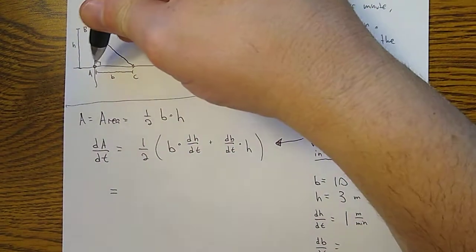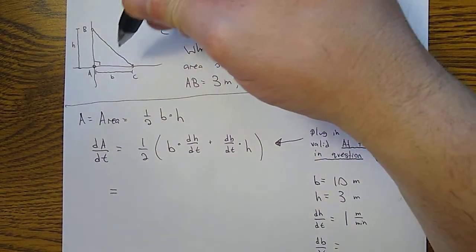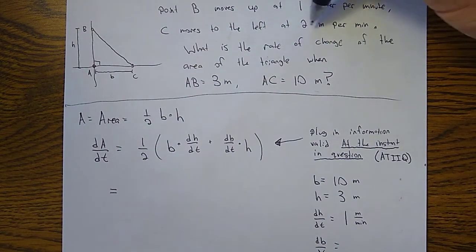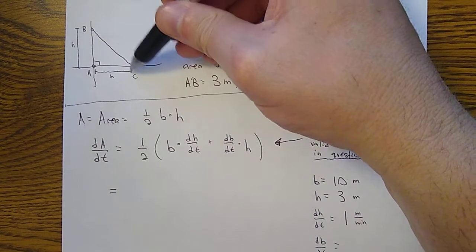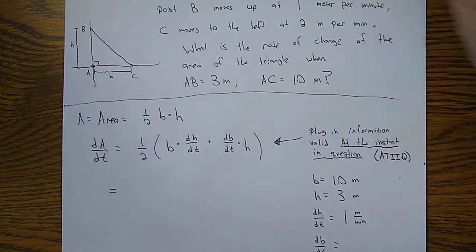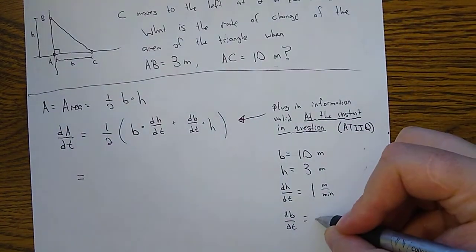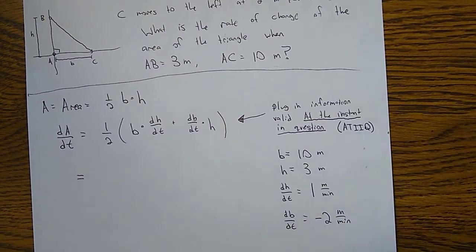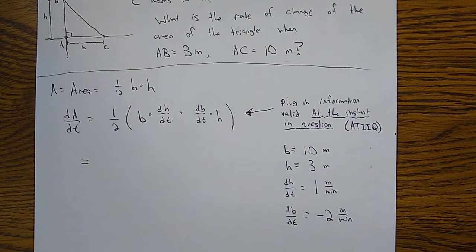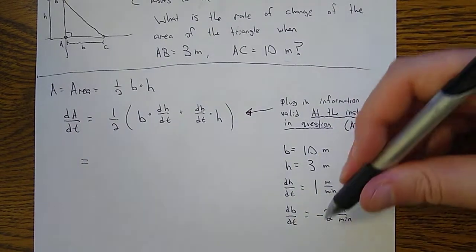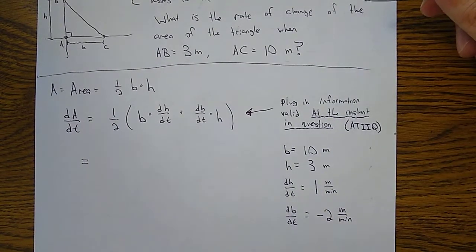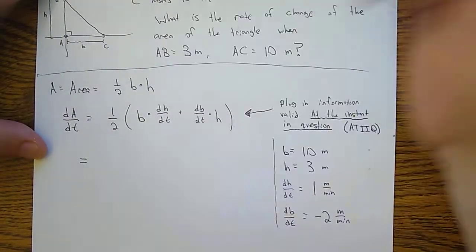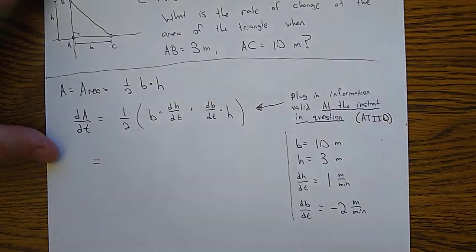And db over dt. So now let's be careful here. C is moving to the left at a rate of 2 meters per minute. So I would say that b is decreasing at a rate of 2 meters per minute. So for db over dt, I would write -2, because it's getting smaller at a rate of 2 meters per minute. So pay attention to when you're doing this, whether it should be positive or negative. But now I just have to plug all this information in here, and then I'll be good.